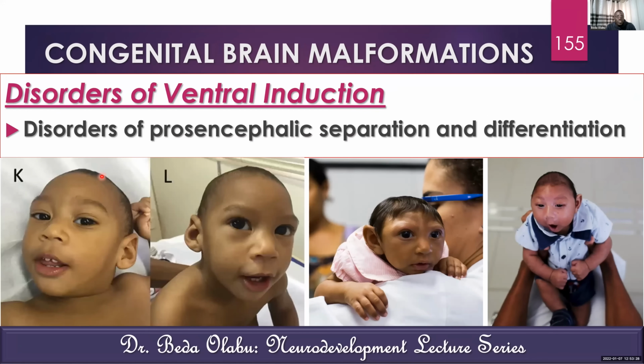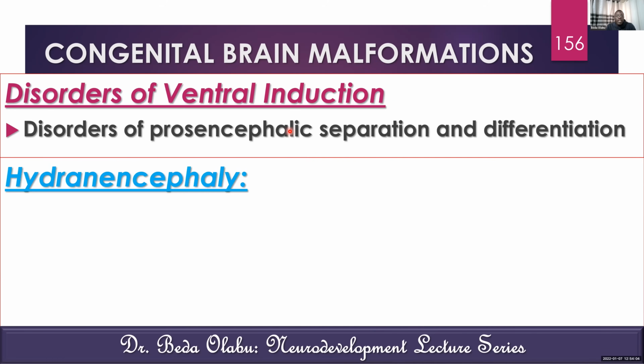This image shows children with microcephaly. You appreciate that the head looks relatively small, and that is because the brain is small. We are focusing on the neurocranium, not the whole head. So the neurocranium is disproportionately smaller than normal. Another anomaly that I want to talk about is hydranencephaly.